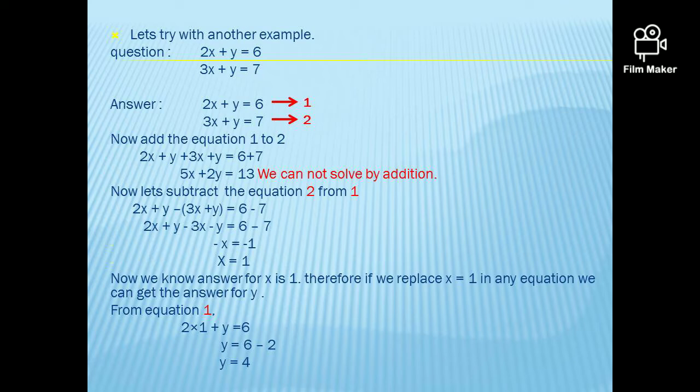Then we know the answer for x is 1. Now you replace x = 1 in any of the equations, 1 or 2 or any other one. With that you can obtain the answer for y. Then I will replace x = 1 in equation number 1. Equation number 1 is 2x + y = 6, so I will replace x with 1. Then it will turn into 2 × 1 + y = 6. With that you can obtain the answer y = 4. Therefore you can get the answer y = 4 from this equation.